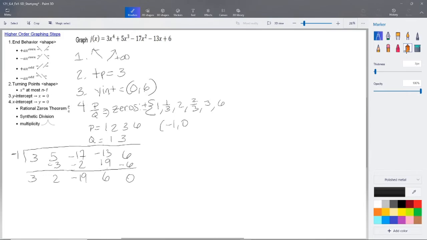Negative 1, 0 is one of our x-intercepts. There should be 4 of them, or at least 4 values at some point in here. It may be a multiplicity factor, but we've got one of the 3. Awesome. All right. We tried 1, we got negative 1 to hit.